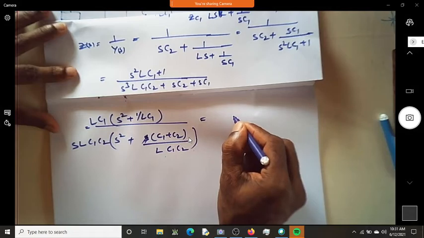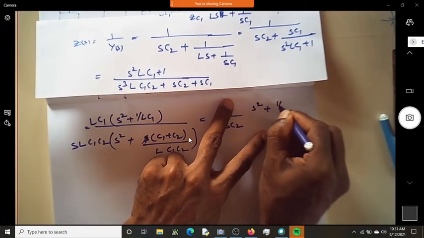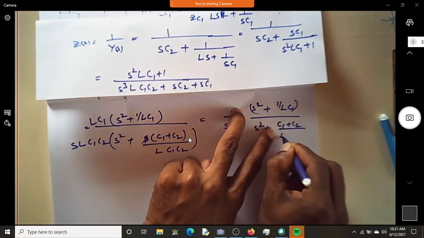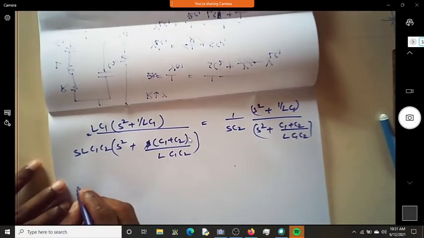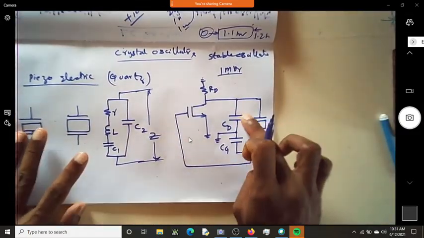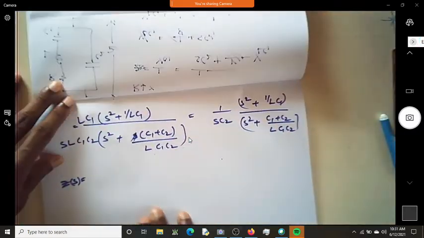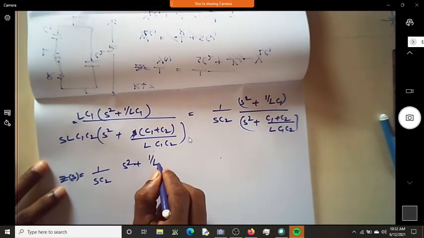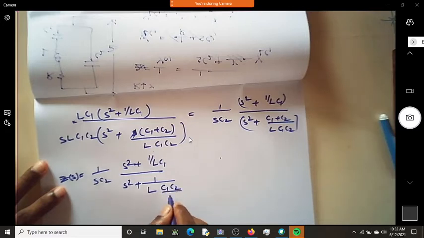So can I now further write it as 1 over S into C2, S square plus 1 over LC1 by S square plus C1 plus C2 by L into C1 C2? Correct? Yes, sir. Now, this is actually the impedance. Why are we doing all this? Because we are looking at whether this crystal behaves like an inductor. We want to see at what frequency that can happen. So Z of S is given by 1 over SC2, S square plus 1 over LC1 by S square plus 1 over L into C1 C2 by C1 plus C2.